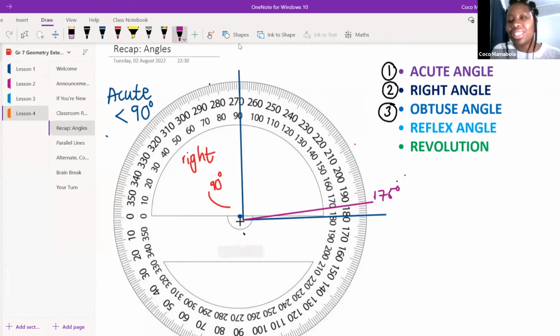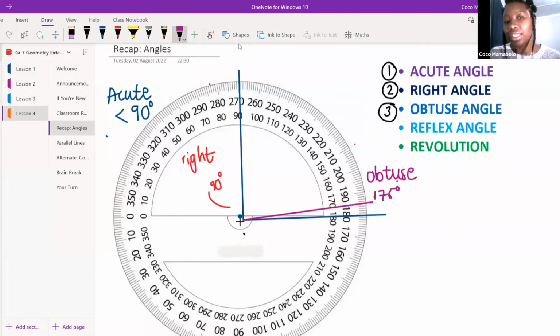175 degrees. And that 175 degrees, what kind of angle do we call it? It's called an obtuse angle. Excellent, an obtuse angle. I couldn't have put it better myself. Well done, Letitia. Teacher Coco, excellent.